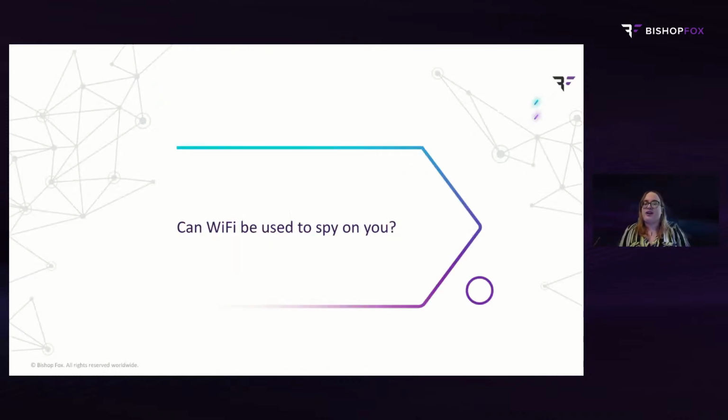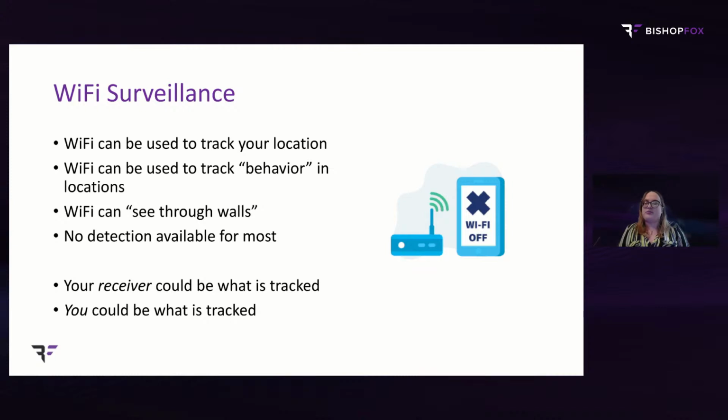So let's talk about Wi-Fi, probably the centerpiece of this conversation. So let's just break the ice. Wi-Fi surveillance can be used to track your location, your behavior in said locations. It can see through walls, so you don't need to be able to see the access point for this to work. And it's not very much detectable by the average person. You could build your own hardware and detection for this. It is possible, but not for the average consumer.